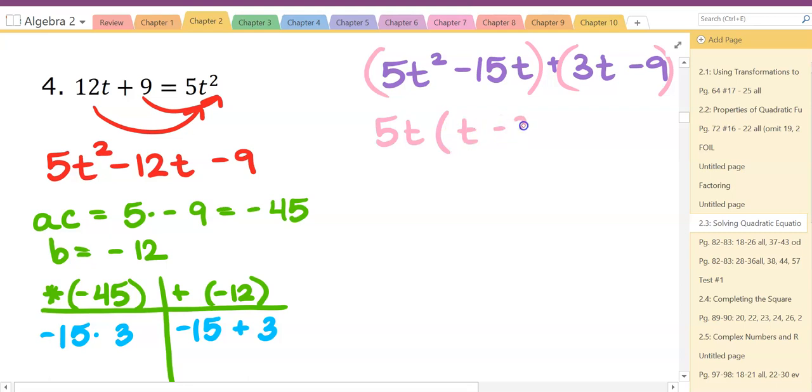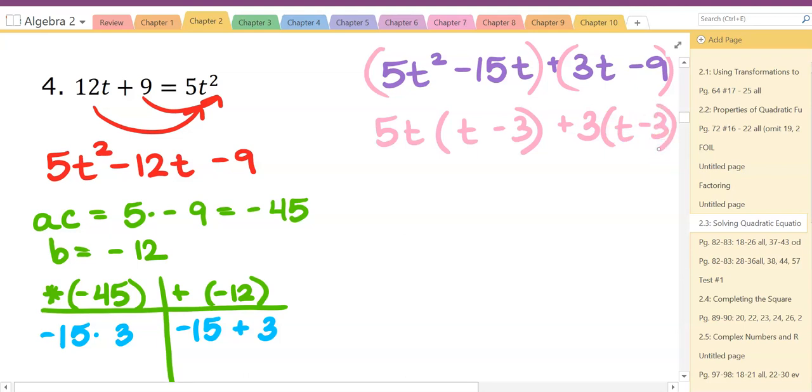Good. What can I take out of the second set? 3. And remember, just like what we talked about last week, you want the pieces left in the parentheses to match. If I take a 3 out, I'm left with t minus 3.